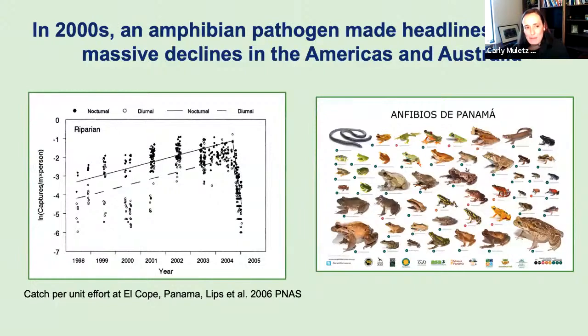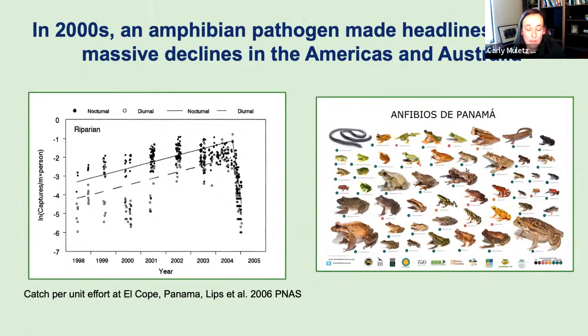Now, at the same time that they began these hypotheses, there was an amphibian pathogen making headlines across the globe. This was in the late 1990s, early 2000s, and it was causing massive declines in the Americas and Australia. So while the four-toed salamander tells the story of beneficial microbes, this is one of the bad microbes that showed up.